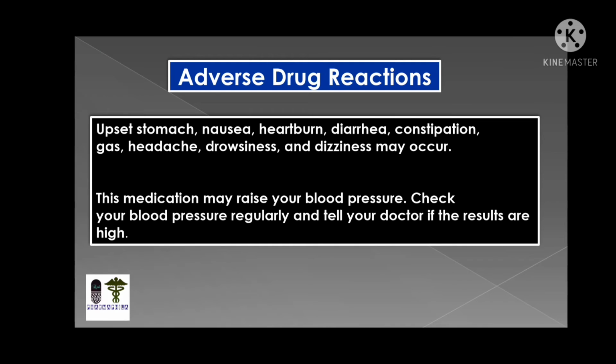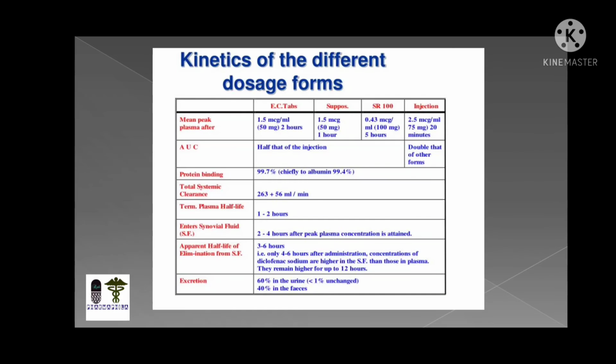Now, what are the adverse drug reactions? In the previous video, we discussed the common adverse drug reactions. In the class of NSAIDs, some common adverse effects are upset stomach, nausea, heartburn, diarrhea, constipation, gas, flatulence, headache, drowsiness, and dizziness, because it also has CNS effects. This medication may raise your blood pressure. Check your blood pressure regularly and tell your doctor if the results are high.